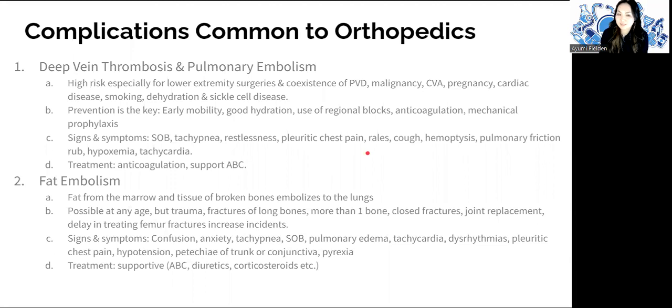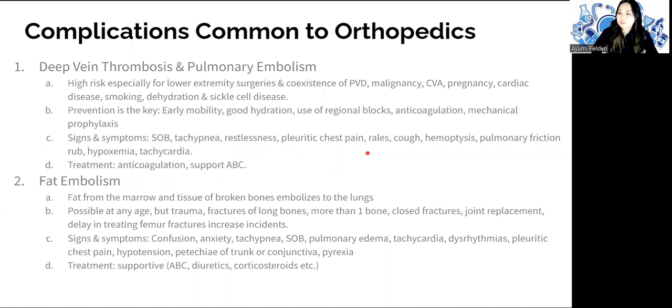Anticoagulation, mechanical prophylaxis, so put on the SCDs on the patient. And the signs and symptoms of DVT or PE: shortness of breath, tachypnea, restlessness, some chest pain, cough. They might be coughing up blood, pulmonary friction rub, hypoxemia, and tachycardia. Treatment depends on how big the clot is, where it is too. But anticoagulation and supporting the airway, breathing, and circulation is the key.